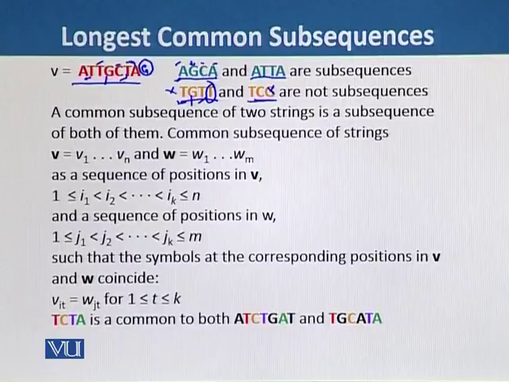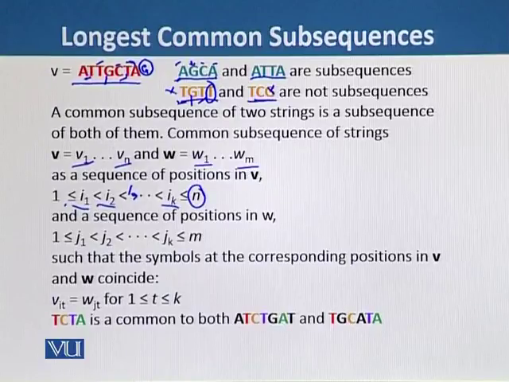A common sequence of two strings is a subsequence of both of them. For example, V is equal to V1 to Vn, and W is W1 to Wm. As a sequence of positions in V, 1 should be less than or equal to i1, and i1 should be less than i2, and i2 less than i3, and so on up to ik, and ik should be less than or equal to n.